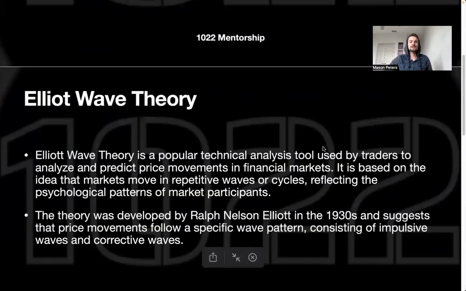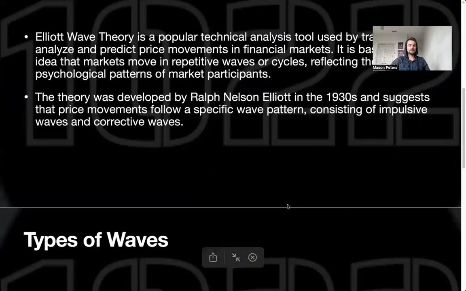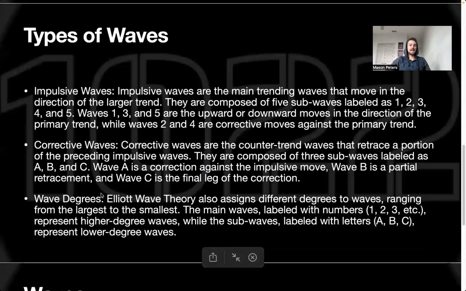So Elliott wave theory is a popular analysis tool that is used to predict price movements. It is based on the idea that the market moves in repetitive waves or cycles, reflecting psychological patterns of market participants. It was developed by Ralph Nelson Elliott in the 1930s, and it has a wave pattern to it, consisting of impulse waves and corrective waves. So you have impulse waves, corrective waves, and the type of degree of the wave.